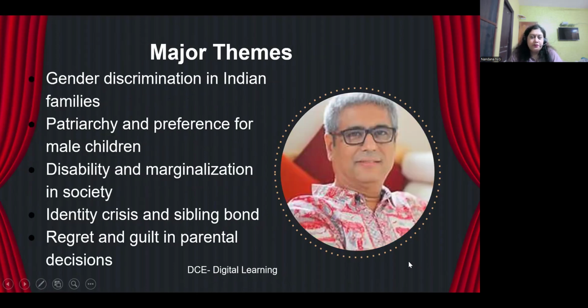The major themes prevalent in his plays: gender discrimination in Indian families, patriarchy and preference for male children, disability and marginalization in society, identity crisis and sibling bond, regret and guilt in parental decisions. By looking at the themes given here, we can see that Mahesh Dattani seems to have hit the jackpot. He has clearly understood the dynamics of the modern Indian family, and all the themes given here are more or less visible in most families.